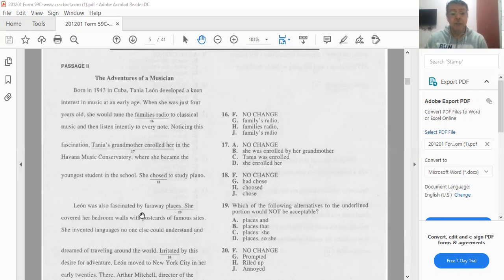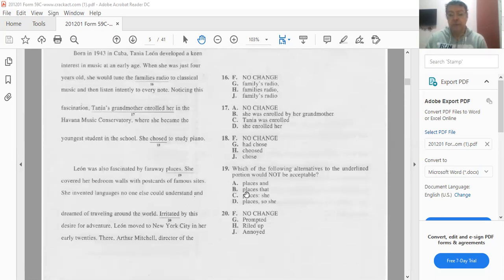So, Leon was also fascinated by faraway places, period. She covered her bedroom walls with postcards. That's acceptable. And places and covered her bedroom. That's also acceptable. B, she was fascinated by faraway places that covered her bedroom walls. That is not acceptable. So B is the one that is not acceptable. Okay? Yeah. So therefore, it is the right answer or the best answer here.